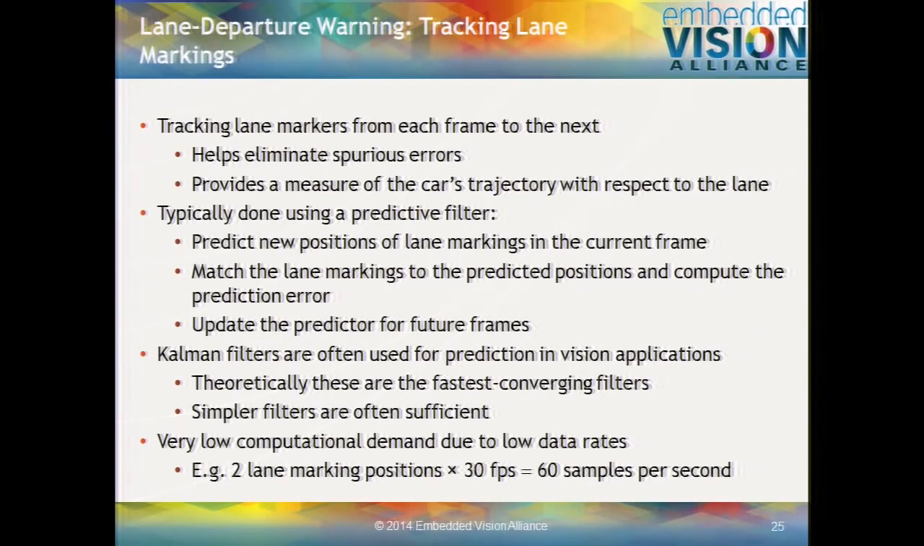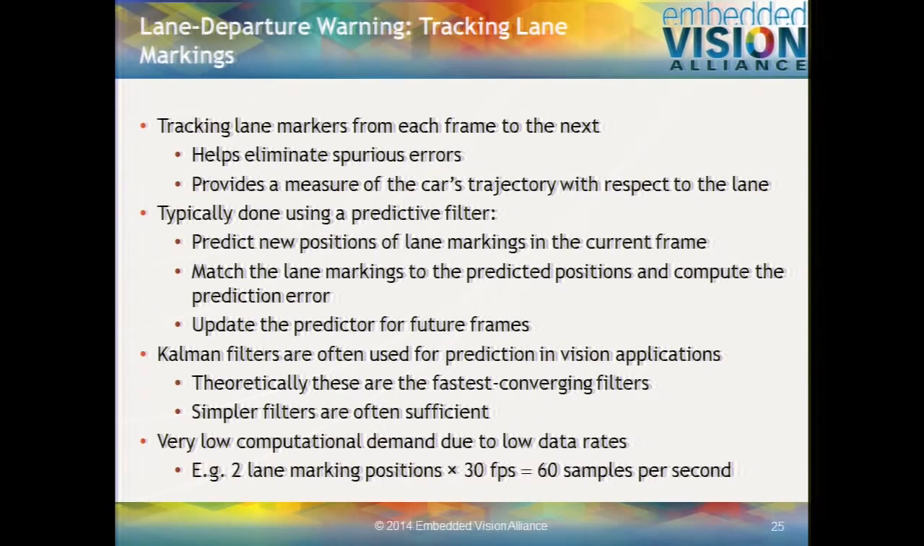We can also predict where the car is moving relative to the lane marking. So, for example, in the lane departure warning system, we don't want to wait till the car has exited its lane. We want to anticipate when it's about to exit its lane and warn the driver or take corrective action at that point. And so things like Kalman filters are very helpful for doing this kind of tracking and prediction.